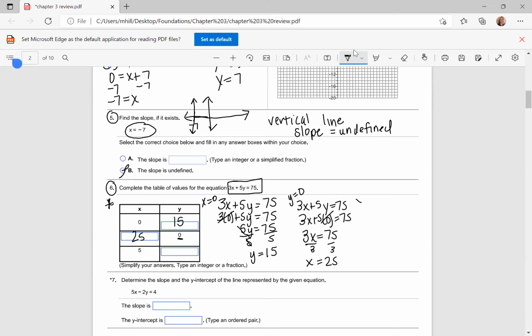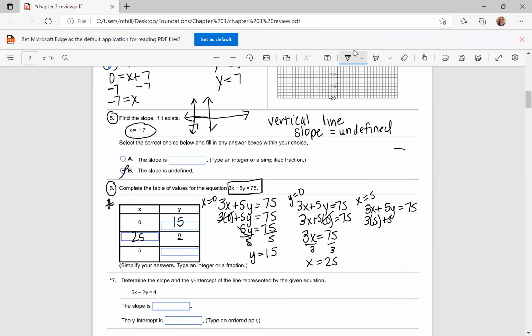Okay, this last time they're letting x equal 5. So 3x plus 5y is equal to 75. So I'm plugging in 5 for x. Okay, I'm going to let you guys tell me in the chat what you get for this one. What do you get for y when you let x equal 5?